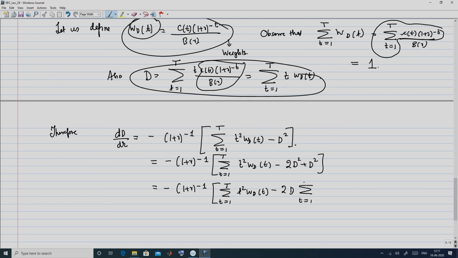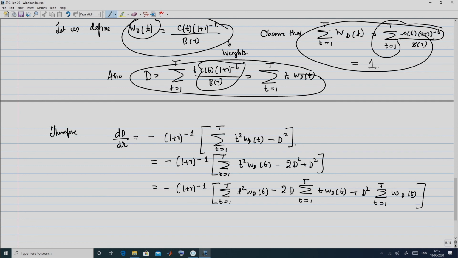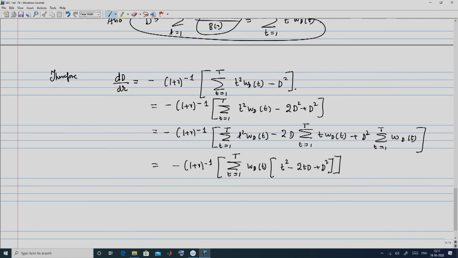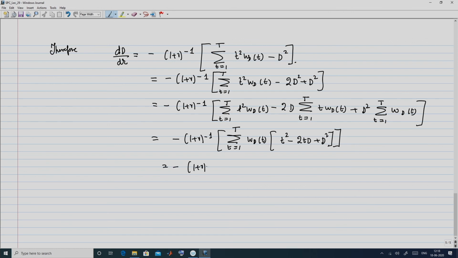So, this will become summation t is equal to 1 to capital T, t W d of t plus d square, and I will have, instead of 1, I will now make use of this expression summation W d of t, t is equal to 1 to capital T. And this is going to be nothing but minus of 1 plus r raised to minus 1 summation t is equal to 1 to capital T W d of t, t square minus twice T d plus d square, and this can be written as minus of 1 plus r raised to minus 1 summation t is equal to 1 to capital T W d of t into t minus d whole square, and this can be written as 1 plus r raised to minus 1 into V d.